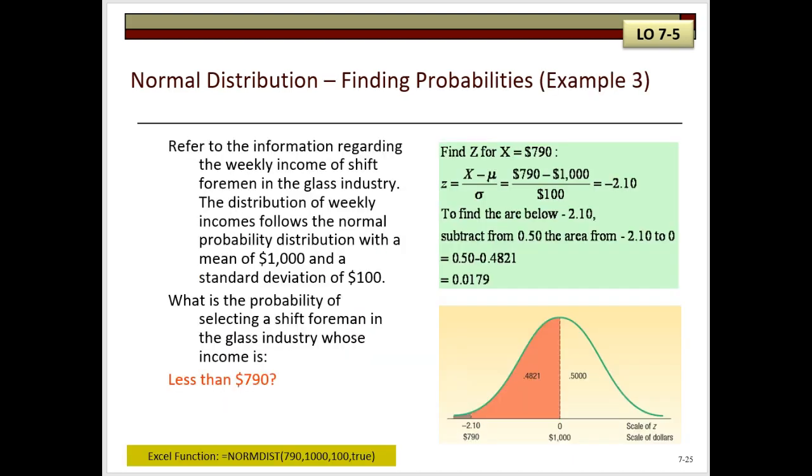Suppose that we now want to find the probability of selecting a shift foreman in the glass industry whose income is less than $790. Using Excel, we can do this by using the function listed at the bottom of the slide. This yields a probability equal to 0.0179. In the next slide, we're going to show you how to obtain the probability using the normal distribution table.